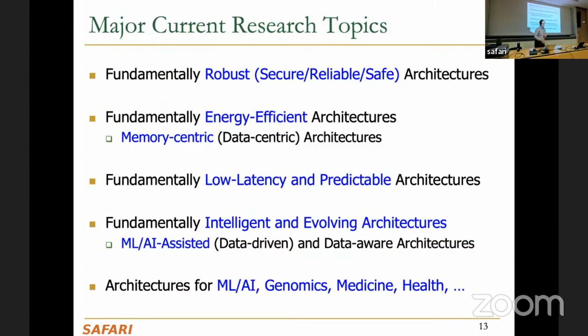Okay, these are some of the current research topics that we are following in the group, and some of the papers will be related to this. We're interested in designing fundamentally robust, secure, reliable, and safe architectures. Fundamentally energy efficient architectures, like memory-centric architectures, for example, reducing the energy and improving the sustainability, reducing latency and making things more predictable from an architectural perspective, and also fundamentally intelligent and evolving architectures that make better decisions over time.